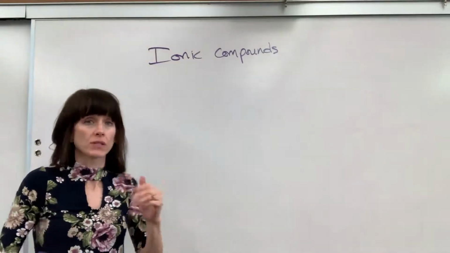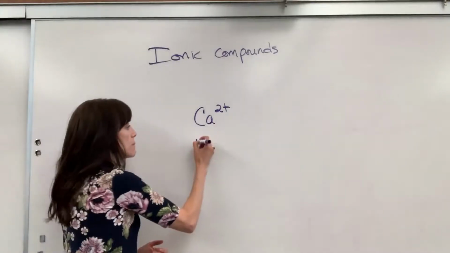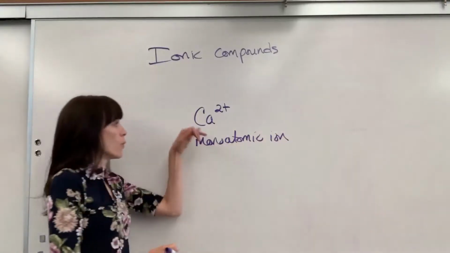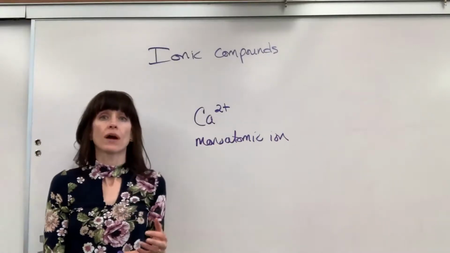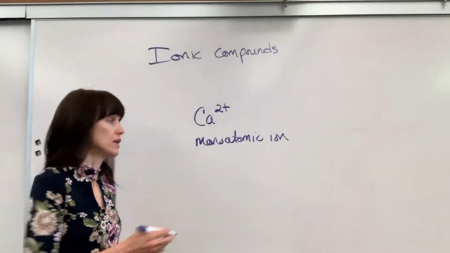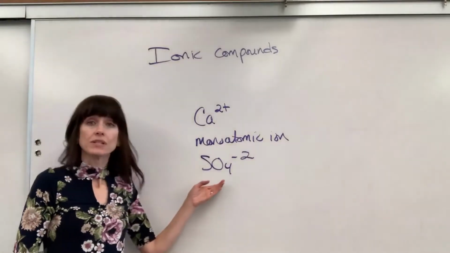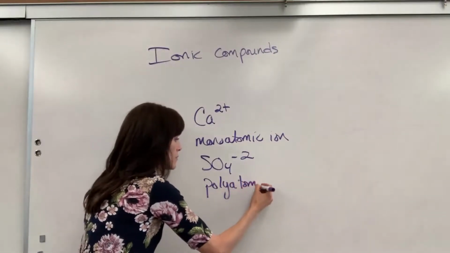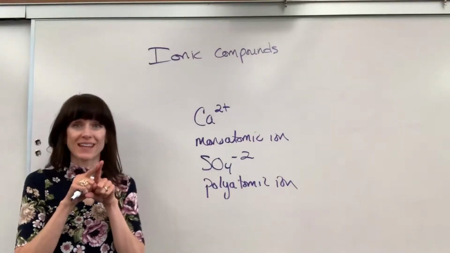If you have one atom with a charge, for example, a calcium ion, Ca2+, that is called a monoatomic ion. One atom with an ion, okay? Now, if you have two or more elements together with a charge, that's called a polyatomic ion. For example, SO4 2-. That's going to be called sulfate, and this is classified as a polyatomic ion.